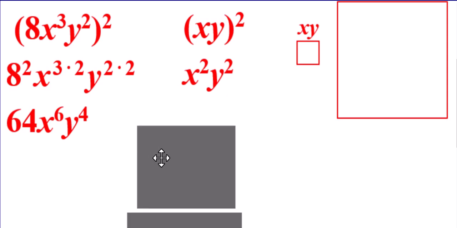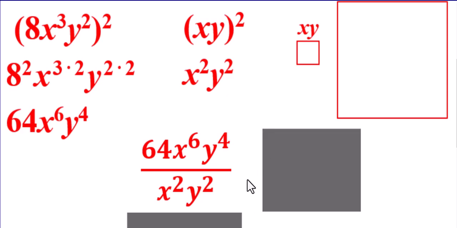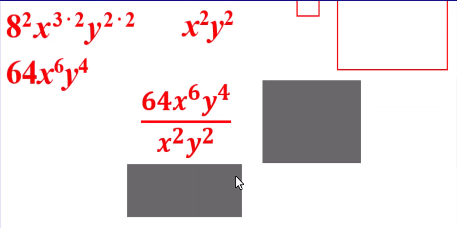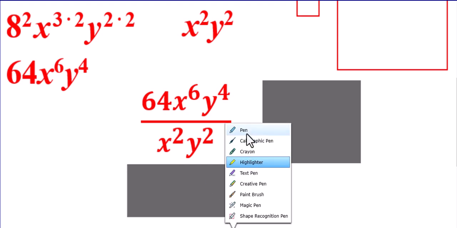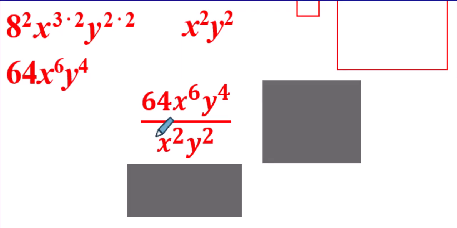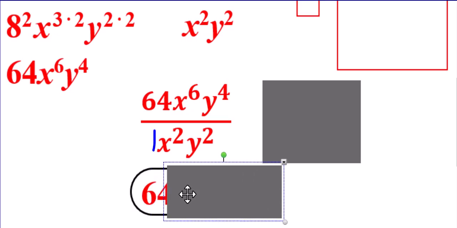I would recommend that you show your division problem as a fraction, so that you trigger your memory on, oh, there's a shortcut for when you divide like bases. Now, you're like, what do I do with the 64? Well, in the denominator, we don't even see a coefficient at all. Whenever you don't see a coefficient, that's the same as having a coefficient of 1. 64 divided by 1 is 64.